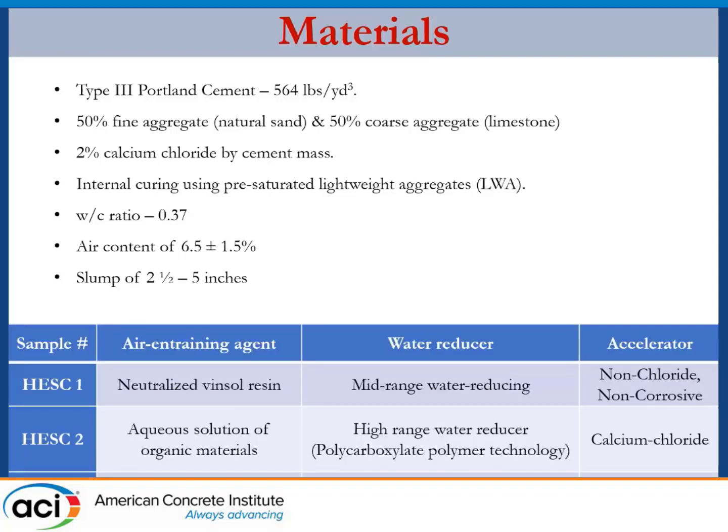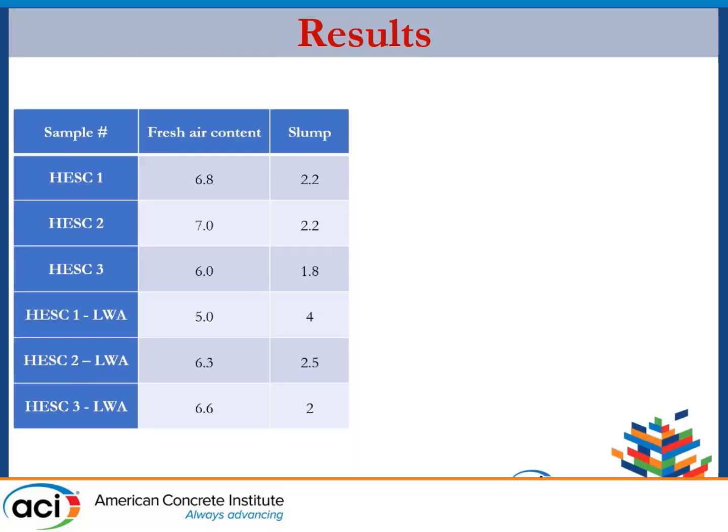So there were three types of admixture combinations which were used. These three are the most popular admixtures that are currently used in the field, and the combination of admixtures was recommended by the admixture companies. As you can see, HESC1 is one of the old technologies. It is a mid-range water reducer, and it's a Windsor resin. The other two are high-range water reducers, and those are the new technologies in the market.